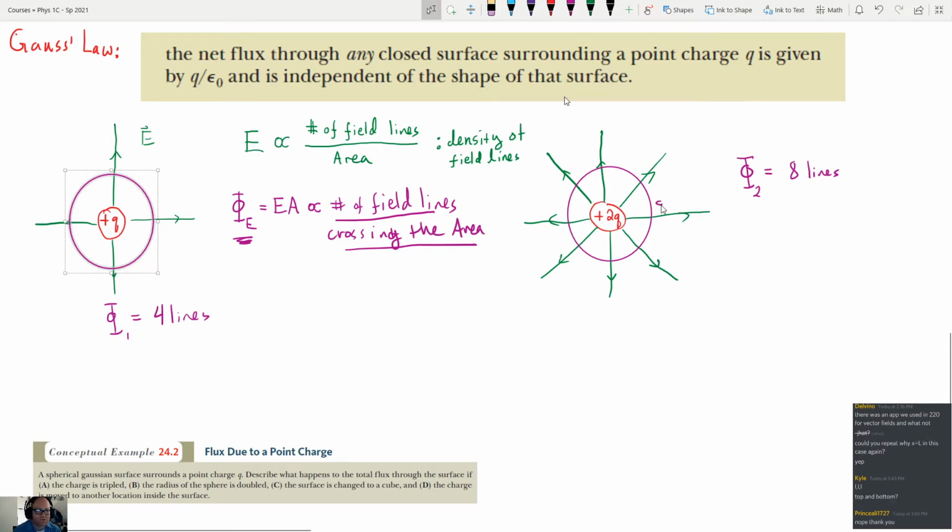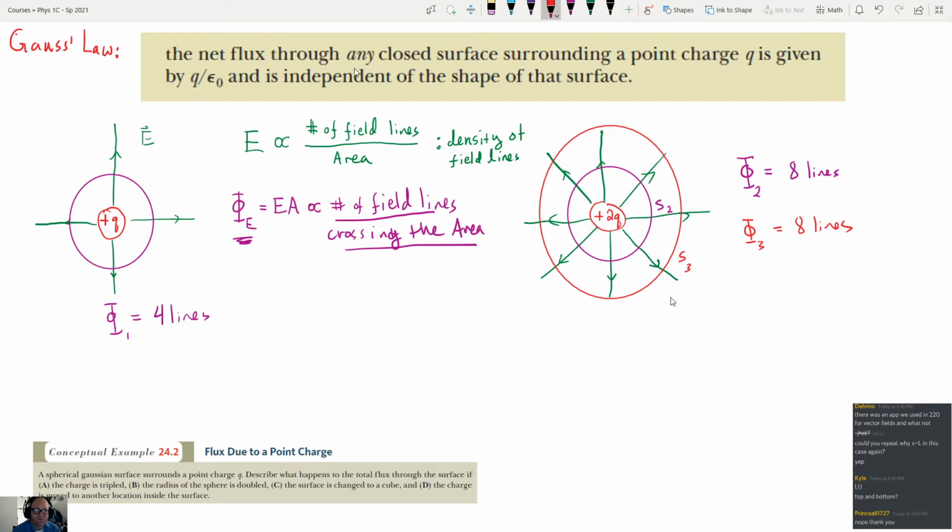Let's call this surface 2, because I'm going to draw another surface on here as well. So suppose that I draw another surface, and I make it bigger. I don't know, like that or something like that. And I call that surface 3. What's the flux through surface 3 going to be? And again, we just want to count lines now, right? Same. It's the same, right? It's 8 lines.